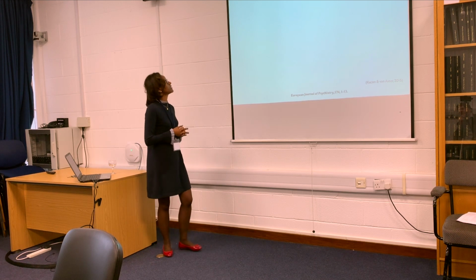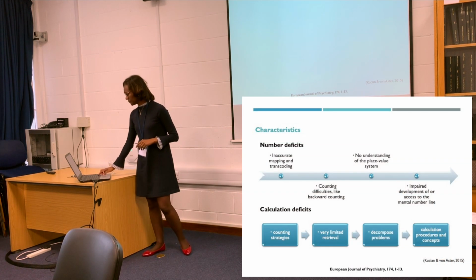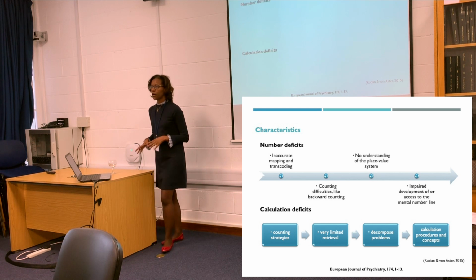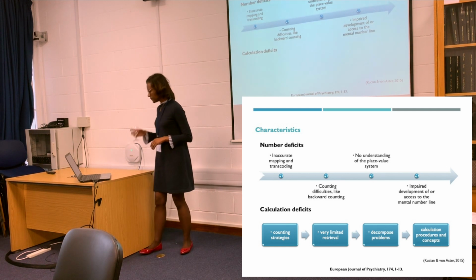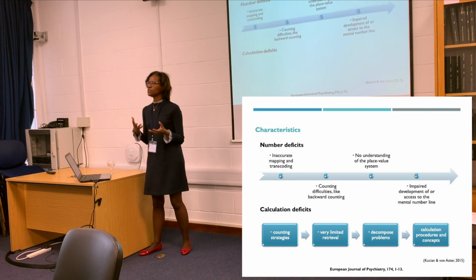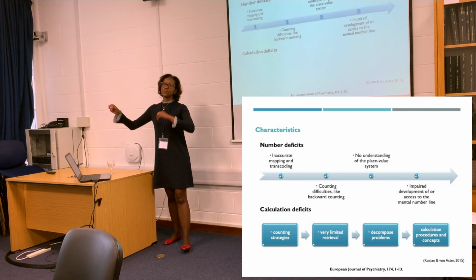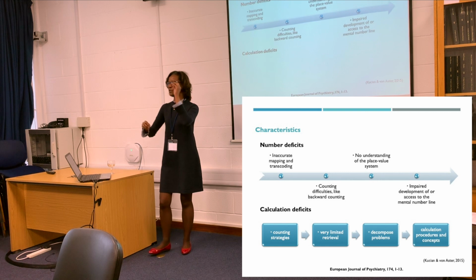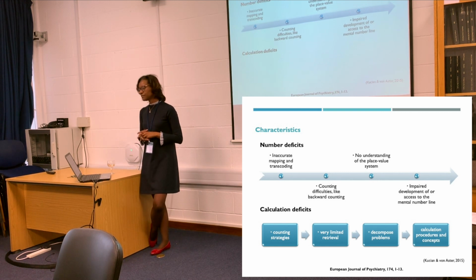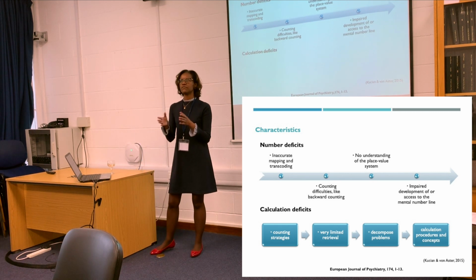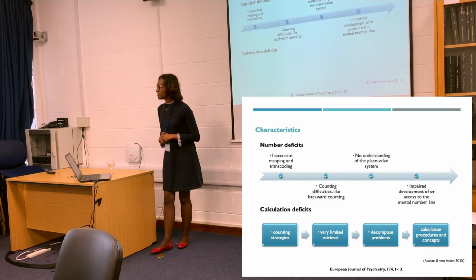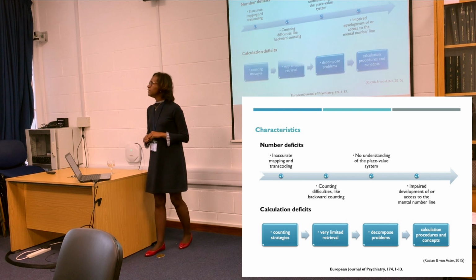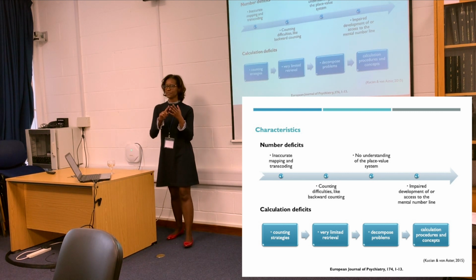So what are the characteristics of a child with developmental dyscalculia? They have number deficits and calculation deficits. For number deficits, we can say difficulties with transcoding, like passing from cardinal to verbal, to Arabic, and so on. They have difficulties counting backwards. They don't know how to use the place value system, and they have problems with the mental number line. Another characteristic is the use of immature counting. They use their fingers to count.